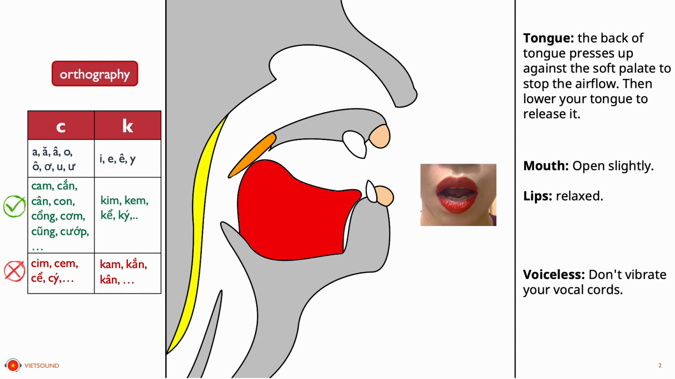So if you write words like kim, kem, kể, ký with the letter C, it's gonna be a mistake. Or if you write words like cam, cắn, cân, and many more with the letter K, it's also gonna be a mistake. It's not really complicated, so I hope you guys understand it and you don't forget it.